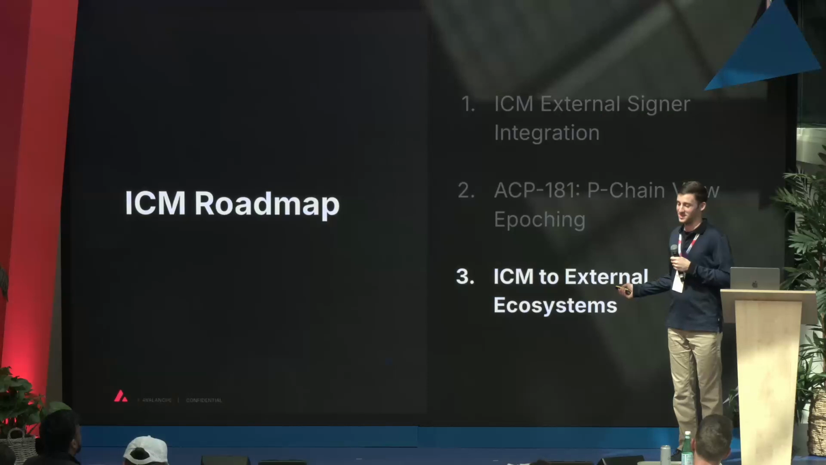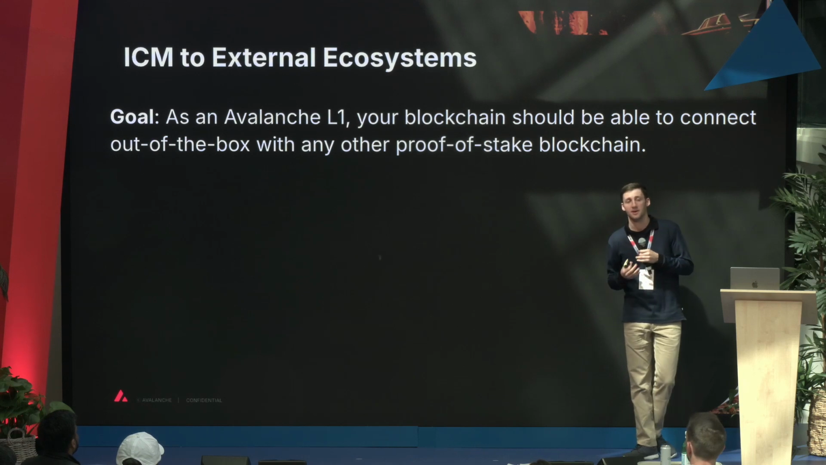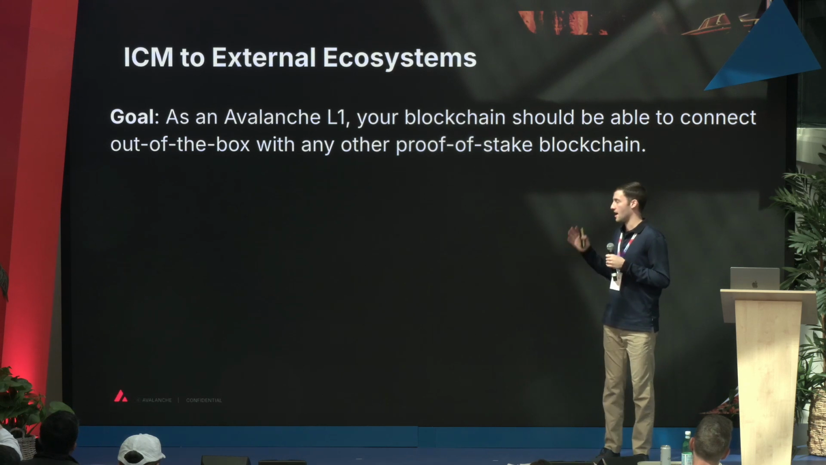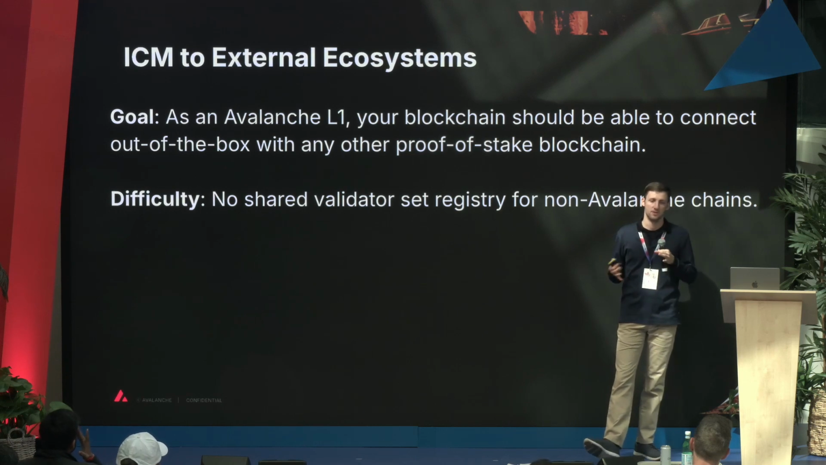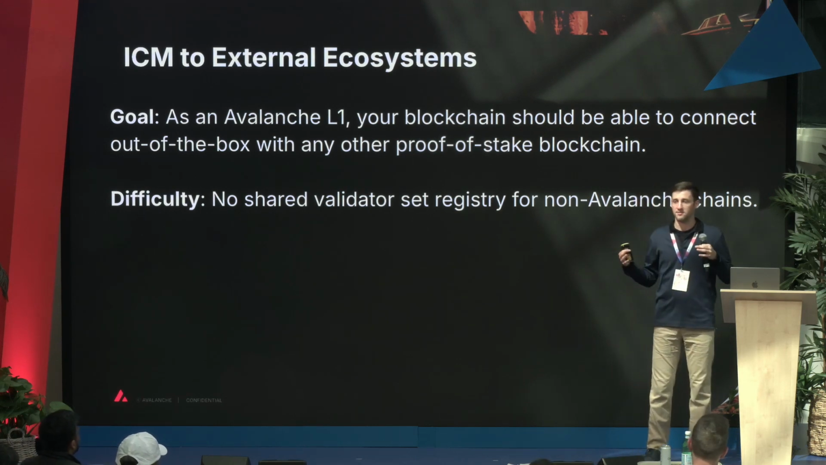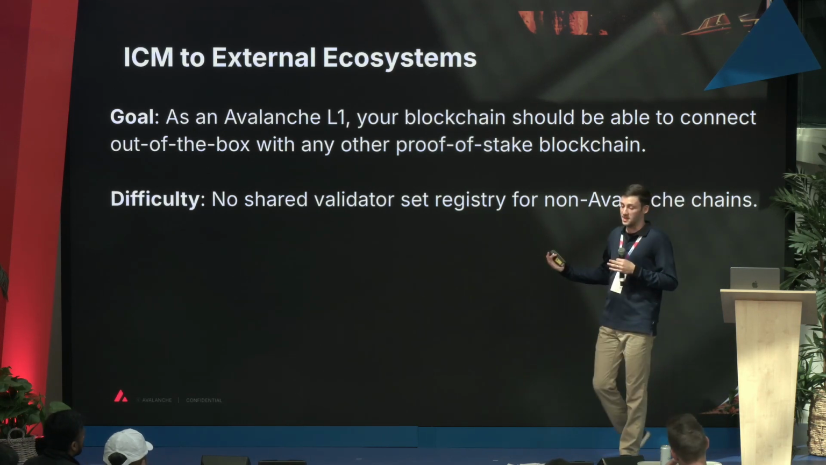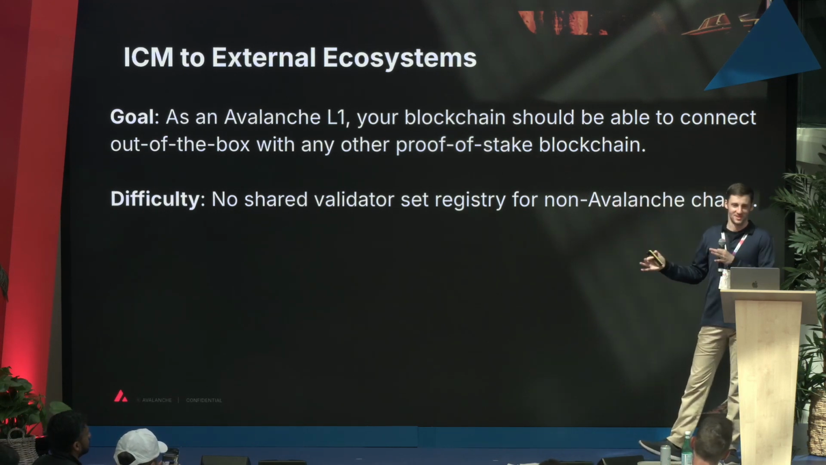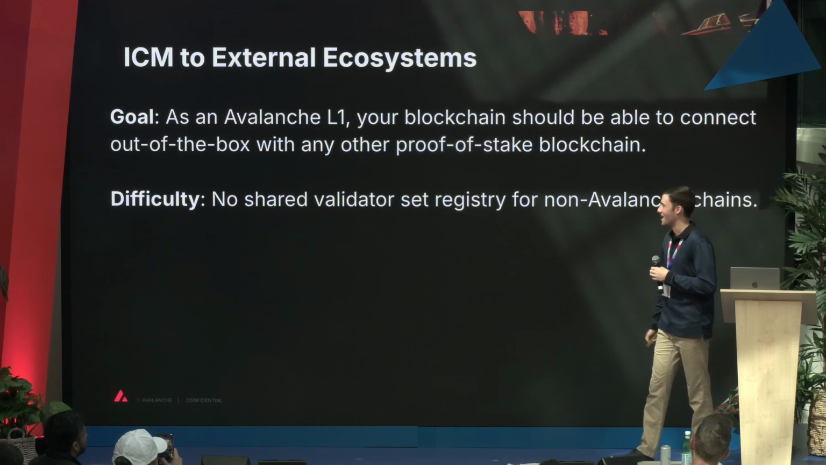I'm running a bit short on time, but the final project on our roadmap is ICM to external ecosystems. The goal of this project is to allow Avalanche L1s to connect out of the box with any other proof-of-stake blockchain. Avalanche ICM works today for all L1s because those L1s register their validator sets on the p-chain, so they all have a common view of each other's validator sets, which allows for this type of verification. That's not the case for external ecosystems. As great as it would be if Ethereum decided to post their validator sets onto the p-chain and enable this, we're not waiting on that to happen.